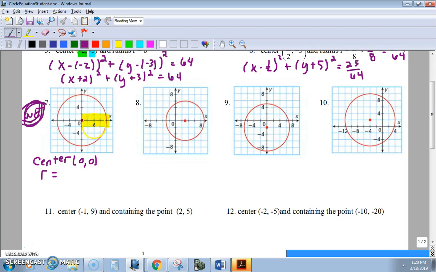It must be counting by 2's because this is 4. So this must be 2, 4, 6, 8. So the distance from my center to the edge of the circle is 8. Okay, so my radius here is 8.